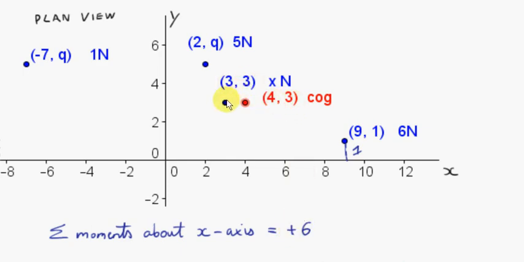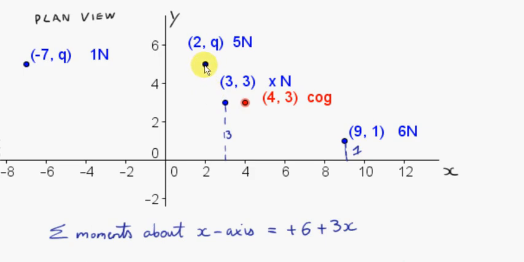Okay, let's look at the force acting at the point (3, 3). So the force is x newtons. We have to determine what x is, but the perpendicular distance, as you can see, is 3. So we're going to get 3 times x. Again, this is going to be a positive moment. The moment is positive for points above the x-axis.